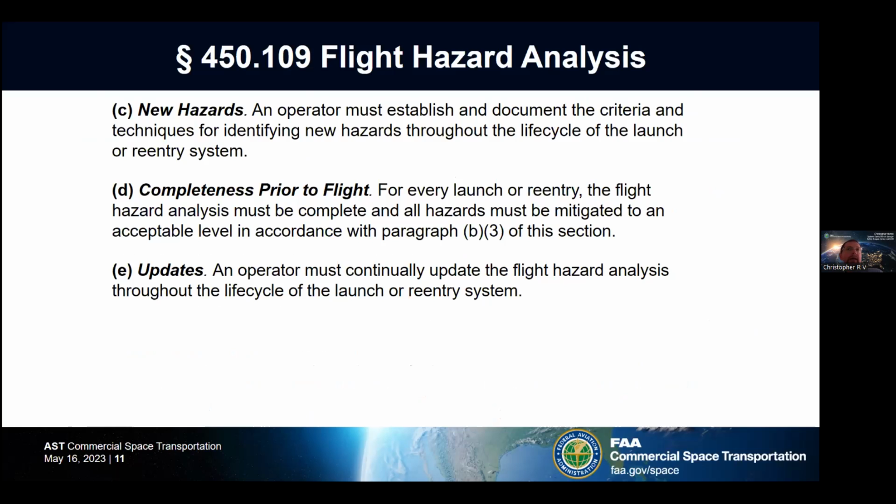109(c) discusses new hazards. An operator must establish and document the criteria and techniques for identifying new hazards throughout the life cycle of the system. 109(d) discusses completeness prior to flight. For every launch or reentry, the flight hazard analysis must be complete, and all hazards must be mitigated to an acceptable level in accordance with 109(b)(3). And 109(e) discusses updates. An operator must continually update the flight hazard analysis throughout the life cycle of the system.